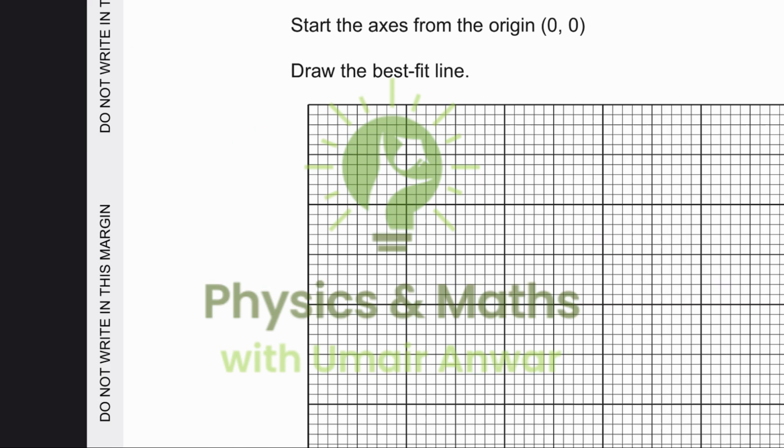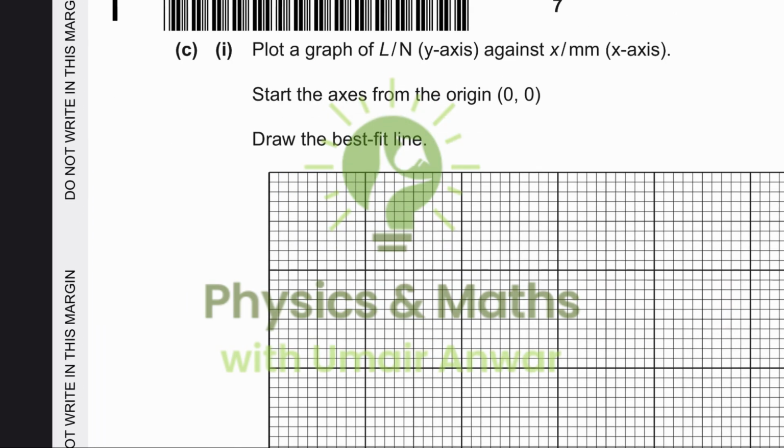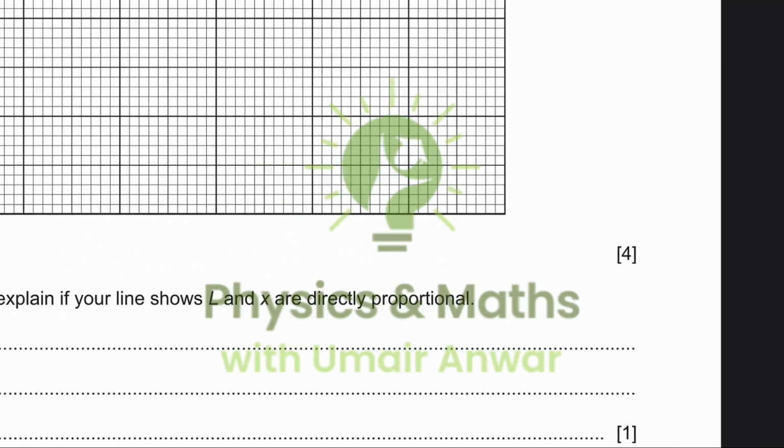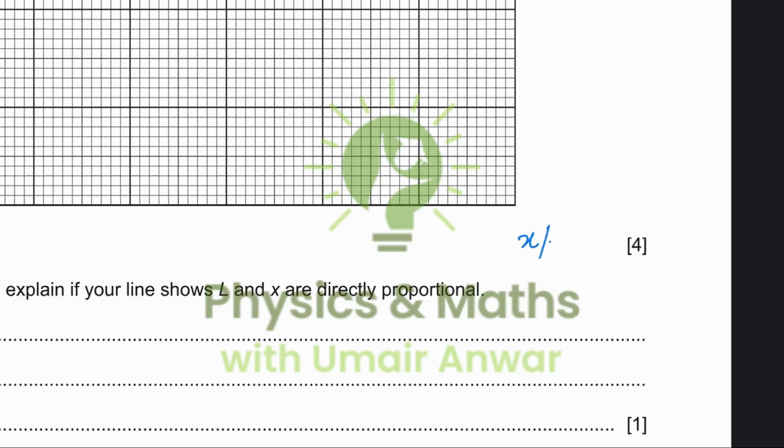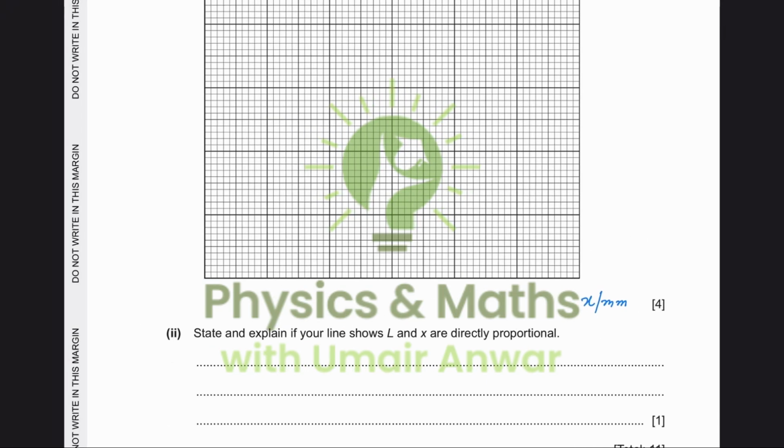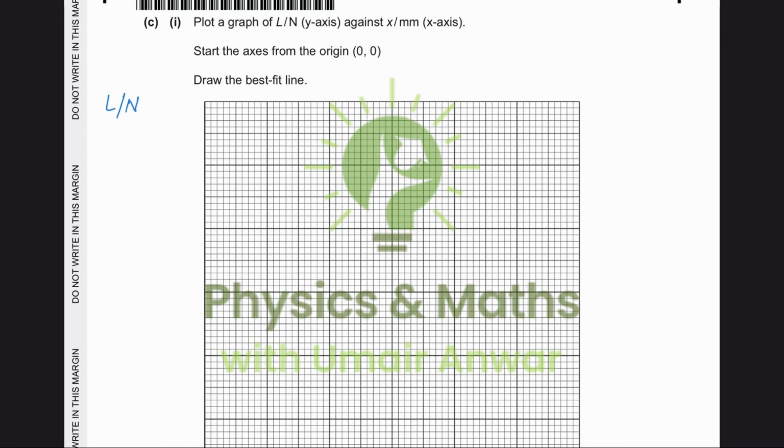Okay, so for every graph question, the first thing that we are going to do is label the axis. So the y-axis would be labeled as load in newtons, and the x-axis should be labeled as extension in millimeters. Once you label the axis, you are going to get 1 mark for it.